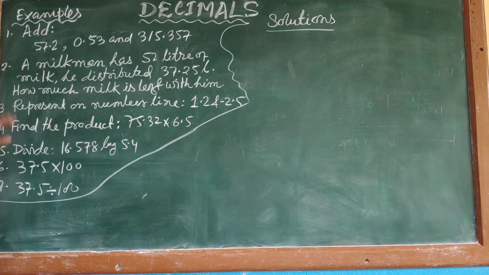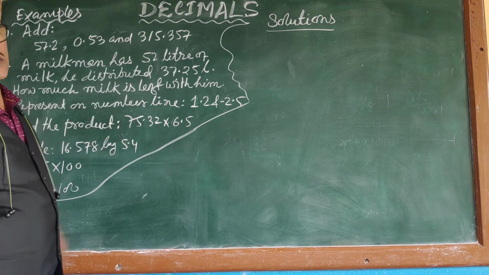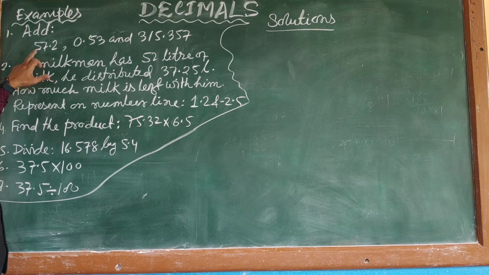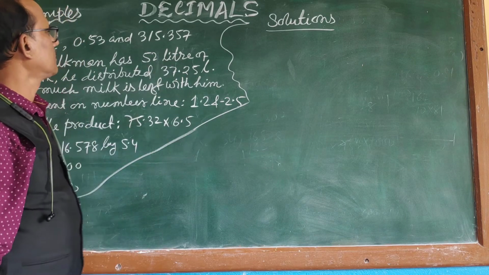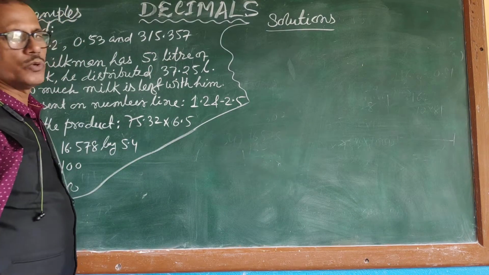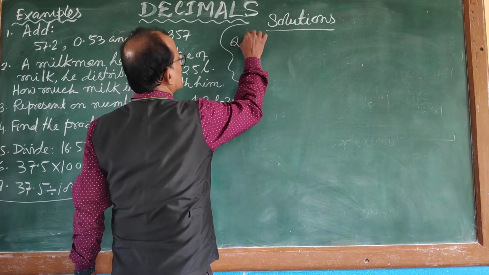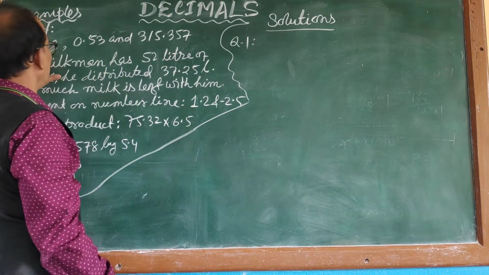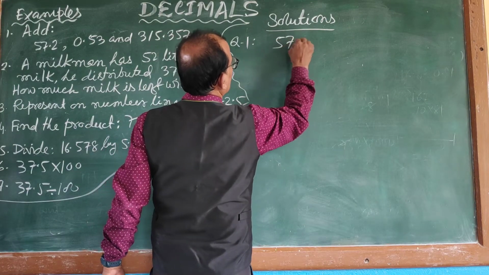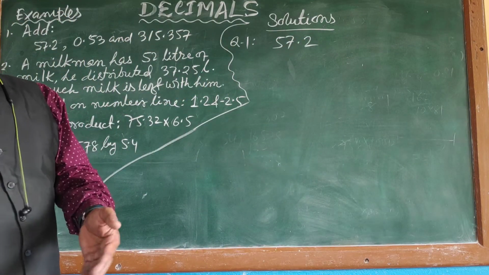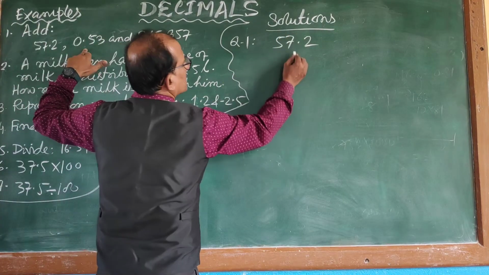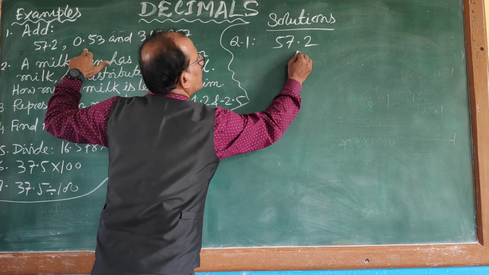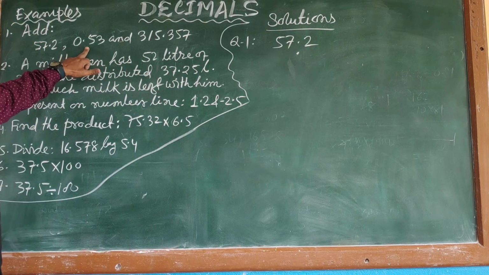Okay, let us start. I have taken one example of addition. I have taken 3 addends here just to teach you about the addition of decimals: 57.2, 0.53, and 350.357. What I am going to do is write down the first addend the way it is written. Then to place the second addend and the successive addends, I will place the point exactly below the point of the previous addend. Then in respect to the point, I will place the digits.